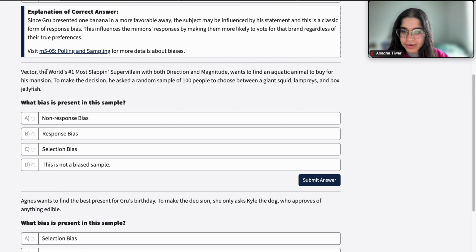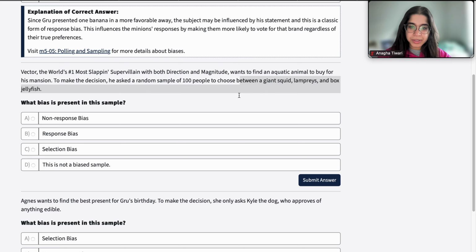And then here, Vector, the world's number one supervillain, wants to find an aquatic animal to buy for his mansion. To make the decision, he asked a random sample of 100 people to choose between these animals, right? So what bias is present in this sample? Basically he wants to find an animal to put in his mansion, and he collects a random sample of 100 people to choose between these animals, right?